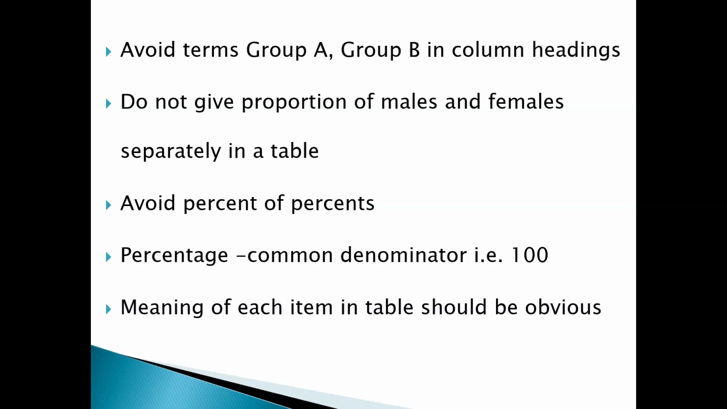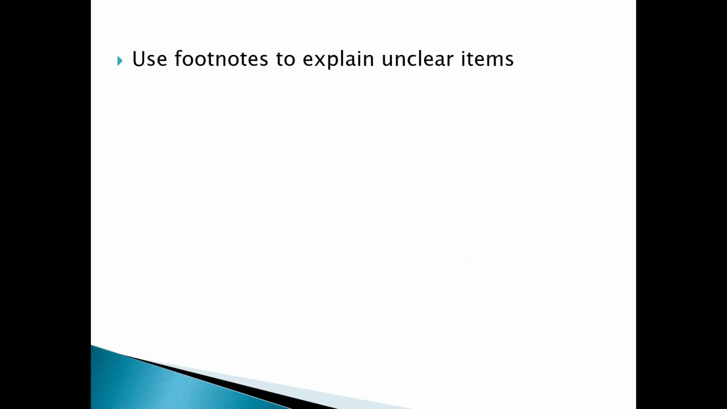And you should make the meaning of each item in the table very obvious. People should not have to refer back into the journal to find out what you have mentioned in the table. It should be very clear. As I said, it should give your entire results just by seeing the table, without even referring to the text in the article. If you cannot explain too much inside the table, then you can use footnotes.